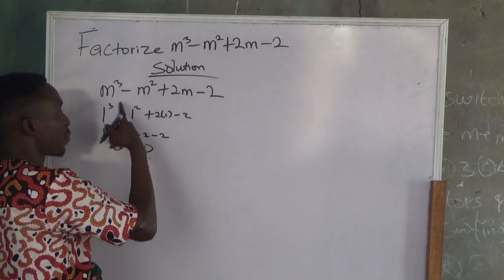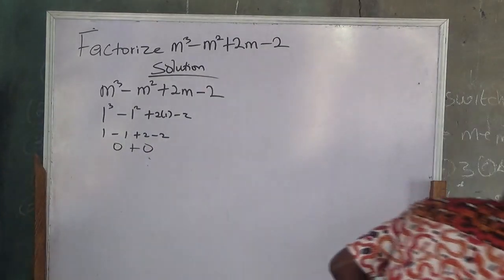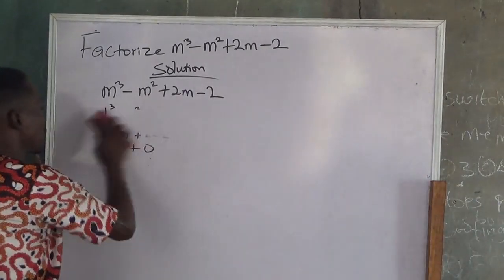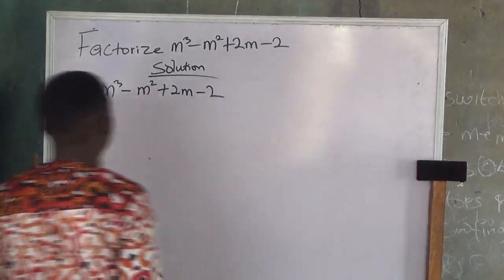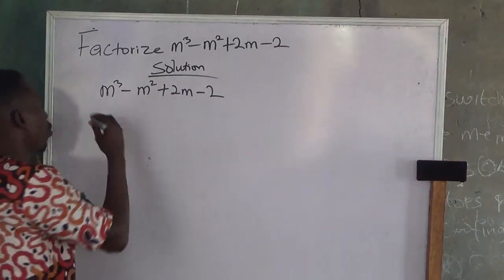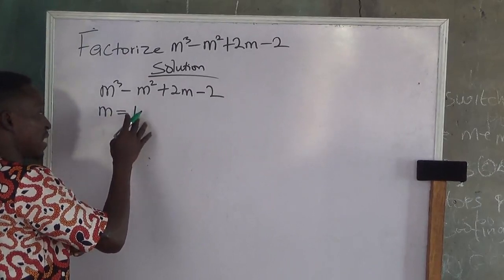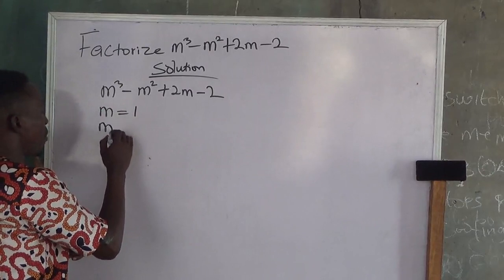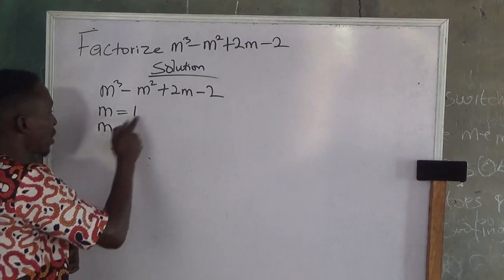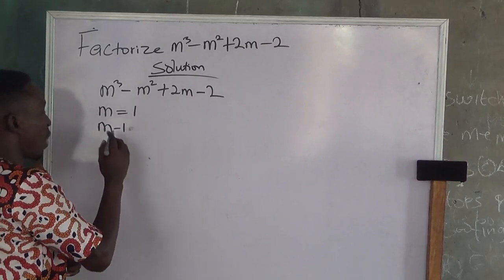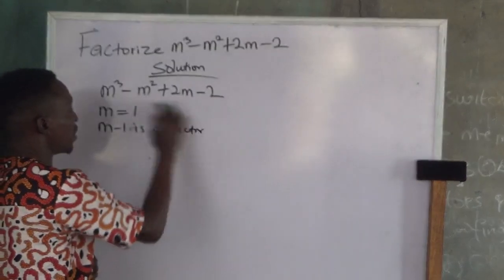So it means that one of the factors of this problem you see here is 1, because when we said m is equal to 1, we arrive at 0. So one of the factors is m is equal to 1. It means that m minus 1 is a factor. Remember your quadratic equation. So you bring this one back to this place. This becomes m minus 1, meaning m minus 1 is a factor of this polynomial.